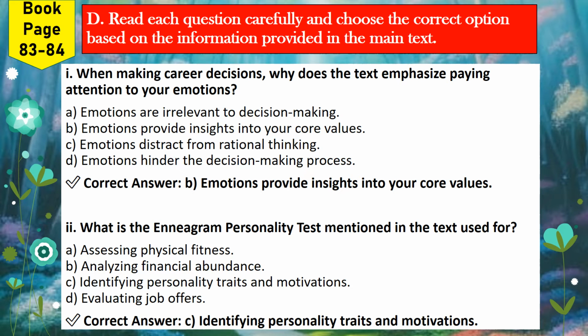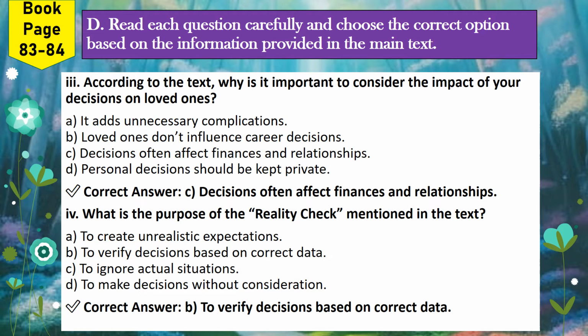Question 1. When making career decisions, why does the text emphasize paying attention to your emotions? The correct answer is B. Emotions provide insights into your core values. Question 2. What is the Enneagram personality test mentioned in the text used for? Correct answer is C. Identifying personality traits and motivations. Let's move on to the next set of multiple choice questions to deepen our understanding of the text.